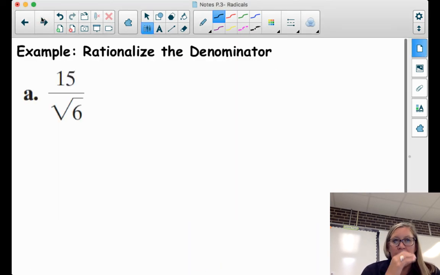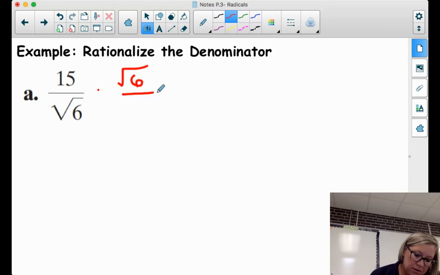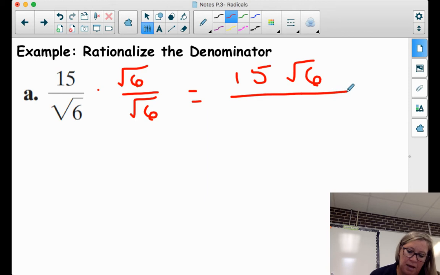So we're going to go ahead to this first example. Example A, 15 over the square root of 6. So you're going to go ahead and multiply the numerator and denominator by the square root of 6. Now we're going to multiply across. You're going to take 15 times the square root of 6, which is 15 square roots of 6. And then in the denominator, you're going to multiply the square root of 6 times the square root of 6, which is the square root of 36, or 6.